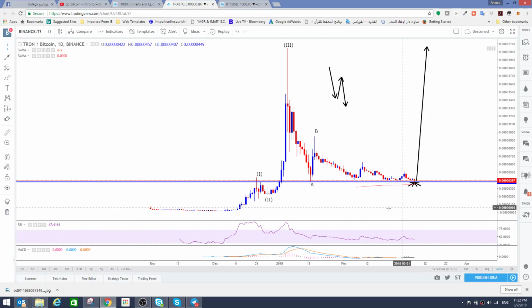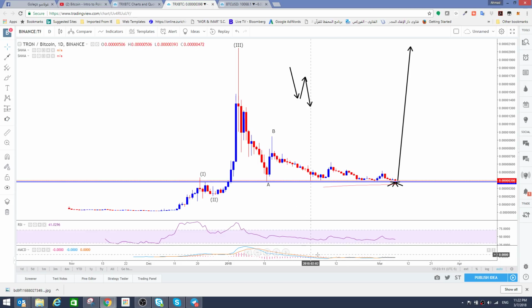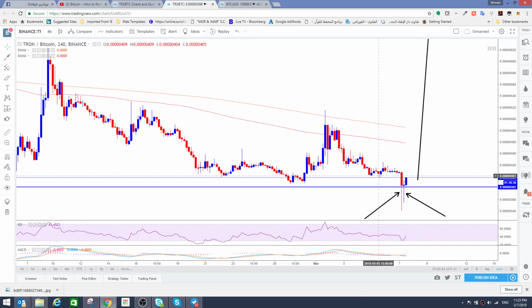Daily is the same, but the difference is, it seems to me that the MACD starts to move bullish again, which will be very good to let the price shoot up. Let's go to 4 hours and see one more thing.